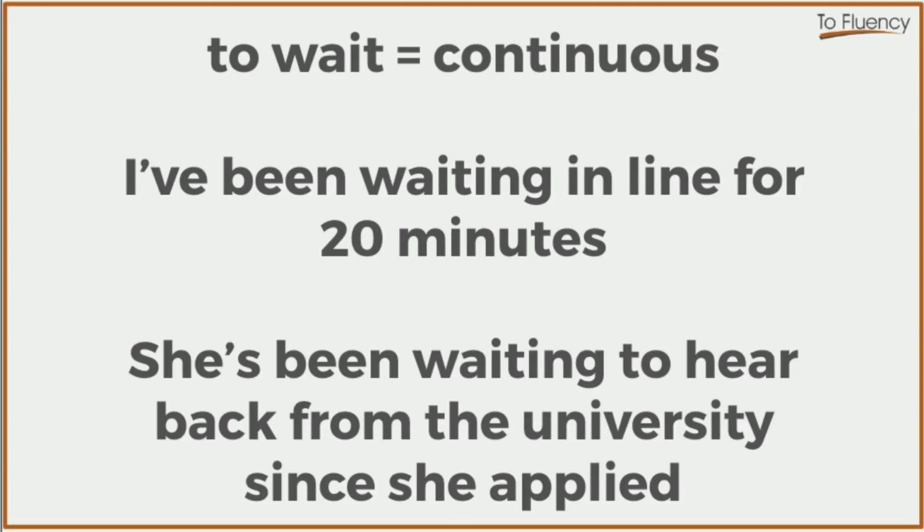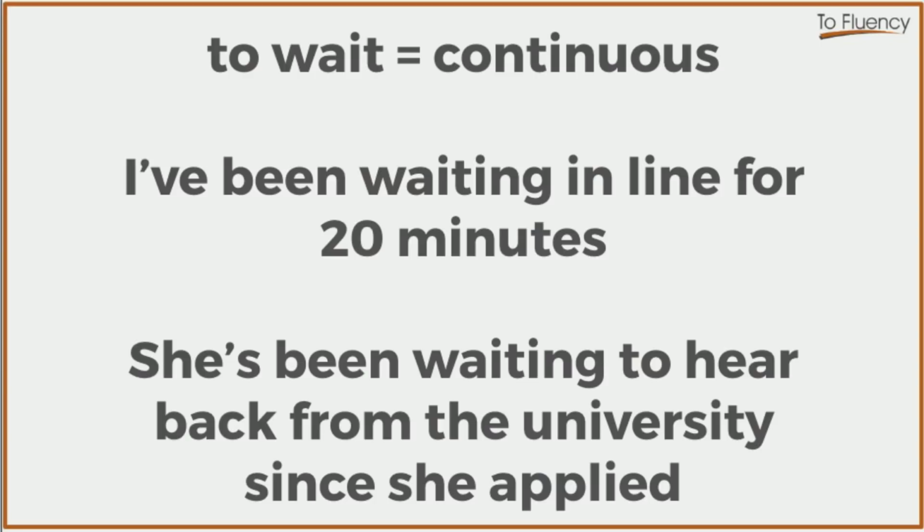Here's an example. To wait is a continuous verb. And we can say things like, I've been waiting in line for 20 minutes. So that first part, I've been waiting, is the present perfect continuous, because wait is a continuous verb.